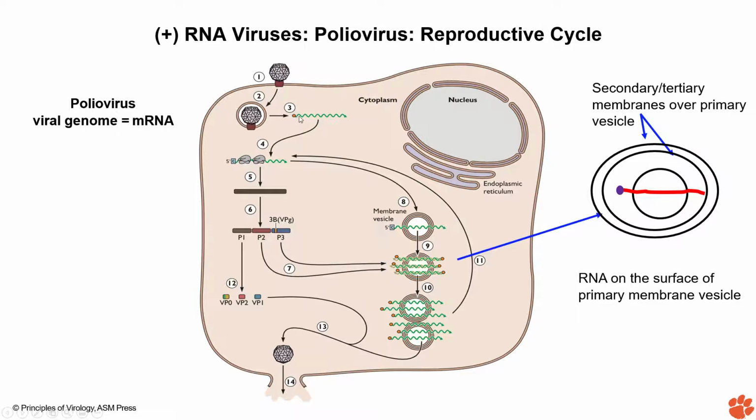And there is no cap. It's a cap-independent translation, and we're going to see that. And it is going to translate it into this large polyprotein, which is cleaved into many different proteins, which will form the RNA-dependent RNA polymerase as well, and some of them will form the structural proteins.